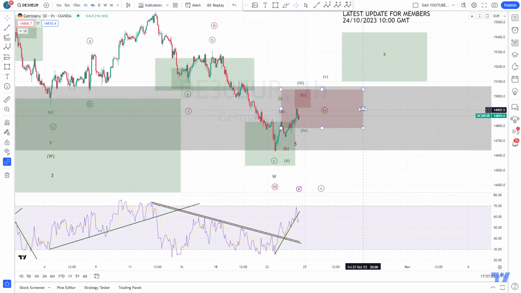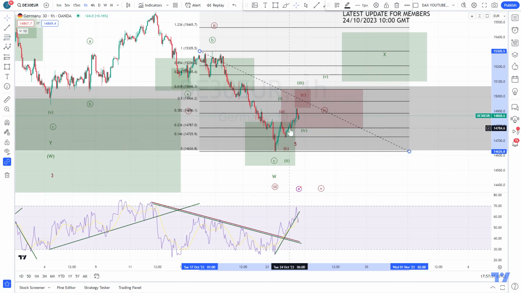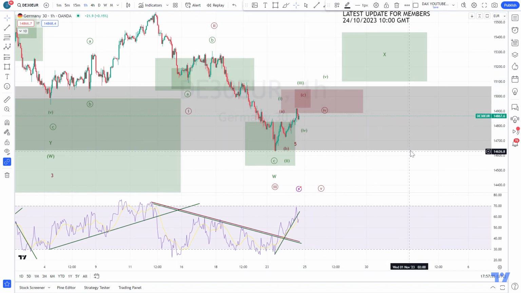However, now, as you can see, we reached the wave 4 area. So if we take the length here of our wave 3, then we know that our wave 4 here should go into the area between the 0.146 and the 0.618 FIB retracement. We are currently in this area, and we also actually reacted very nicely from the equal leg area.